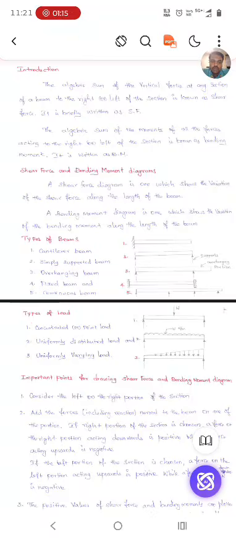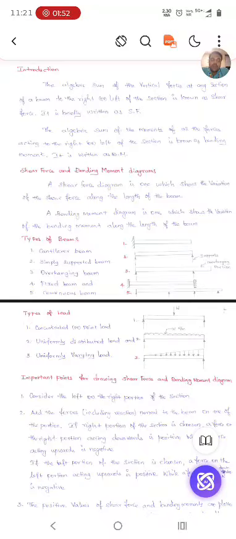In the overhanging beam, one end of the beam has a support and the other end does not have a support, it overhangs in between the beam, and that is called an overhanging beam. A fixed beam means both ends of the beam are fixed, or arrested, and that is called a fixed beam. A continuous beam is a beam having more than three or four supports. So these are the different types of beams.